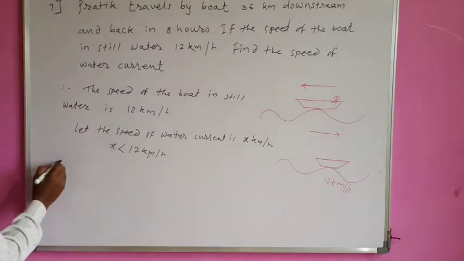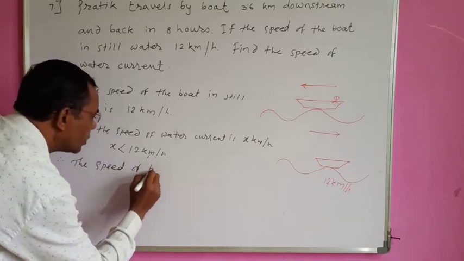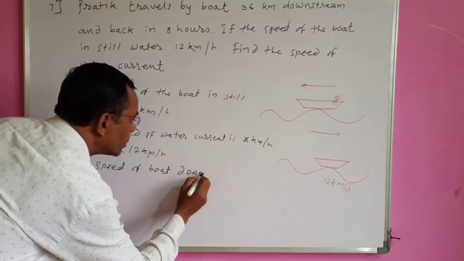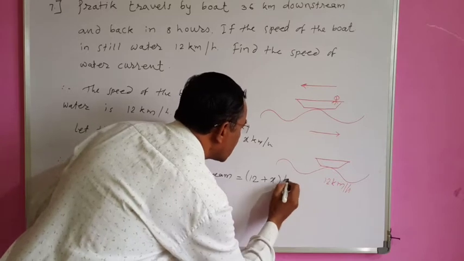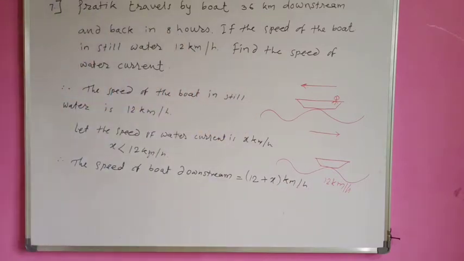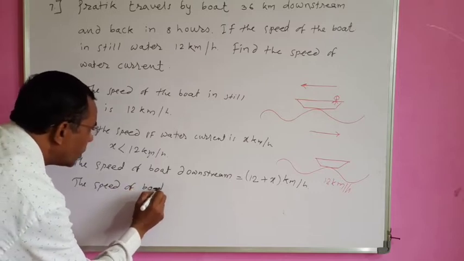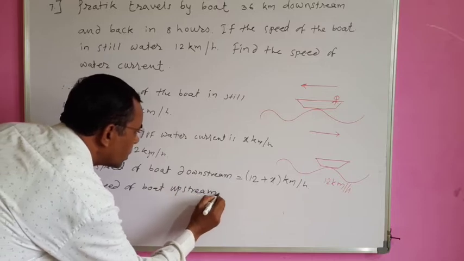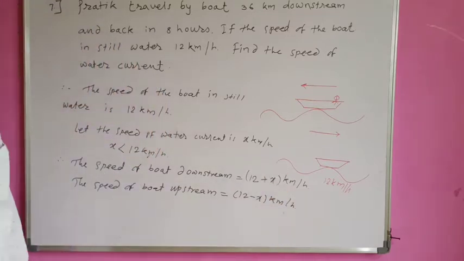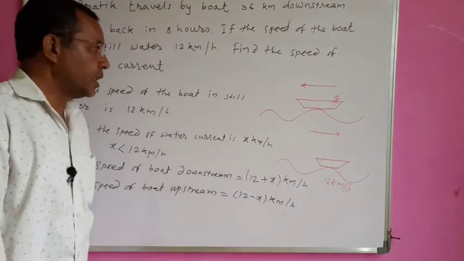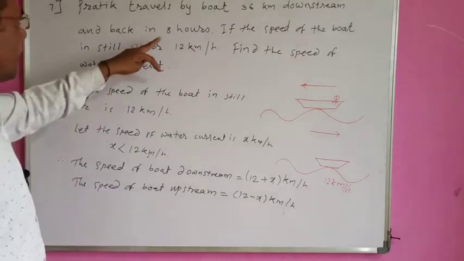Okay, therefore the speed of the boat downstream is equal to 12 plus x kilometers per hour, and the speed of the boat upstream is equal to 12 minus x kilometers per hour. Okay, here we have got the speed downstream and upstream. Now how many kilometers does he travel? 36 kilometers, and how much time does it take? Here 8 hours.